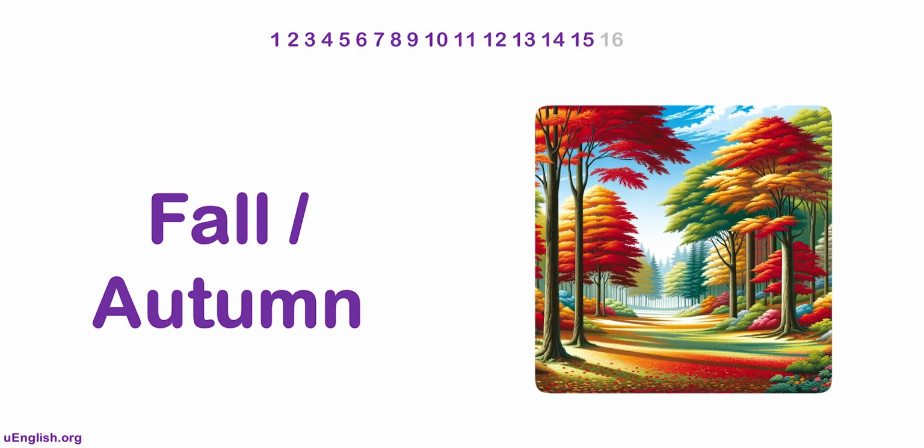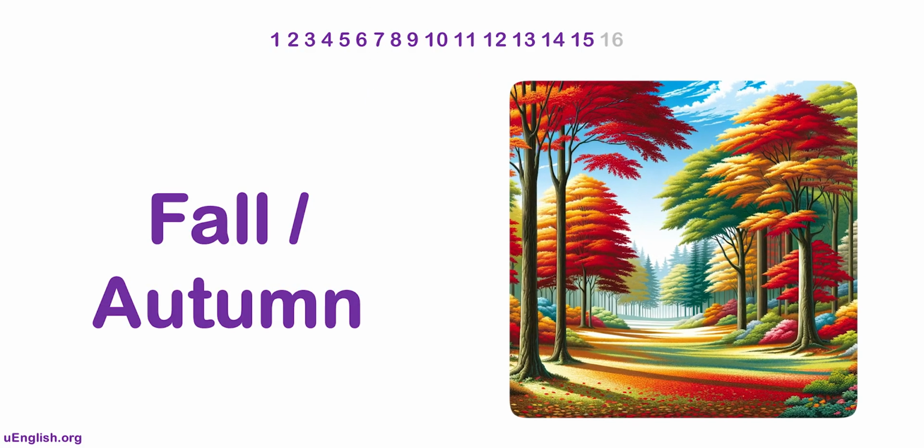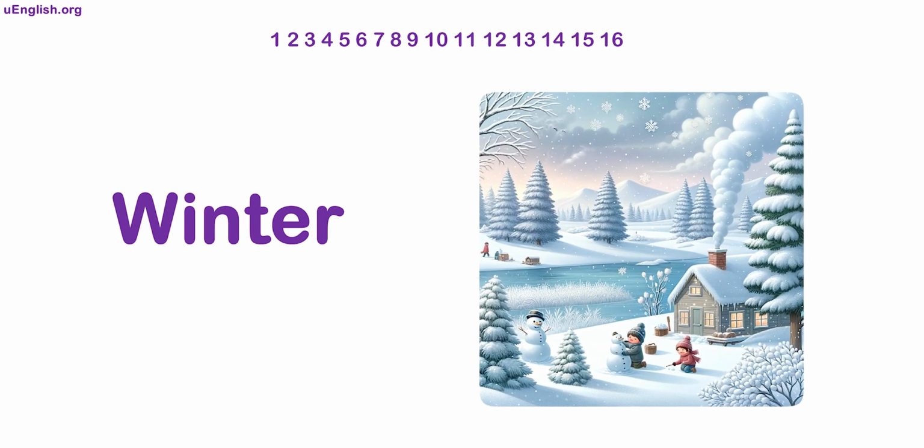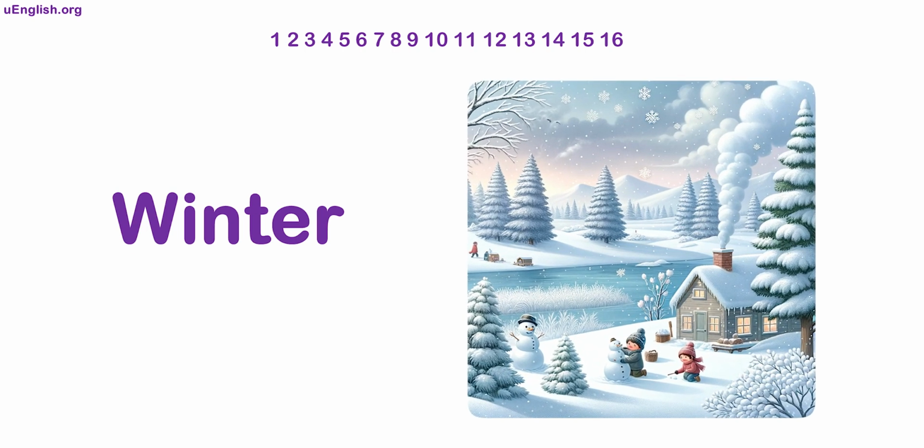Fall, autumn, the season after summer and before winter, when leaves fall from the trees, in the Northern Hemisphere from September to November. Fall, autumn. Winter, the coldest season of the year, in the Northern Hemisphere from December to February.